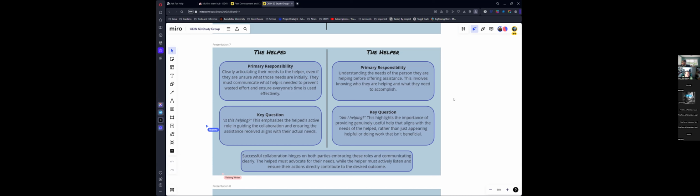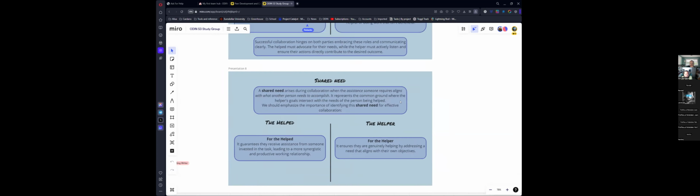Finally, to get out of this slide, the helped must advocate for their needs, and the helper must actively listen and ensure their actions directly contribute to the desired outcome. That listening is coming up again. We're going to keep running into that. Listening is such an important skill in the most fundamental process of establishing an organization, which is forming agreements, with agreements fundamentally being these requests for help.